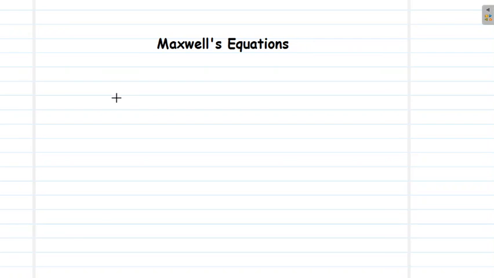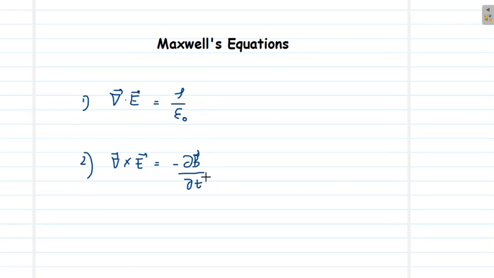So what are the four basic equations? We have del dot E equal to rho by epsilon 0. So this is Gauss's law. Then the second equation is del cross E equal to minus dou B by dou t. This is Faraday's law. And the third equation is del dot B is equal to 0. And this equation does not have a specific name.